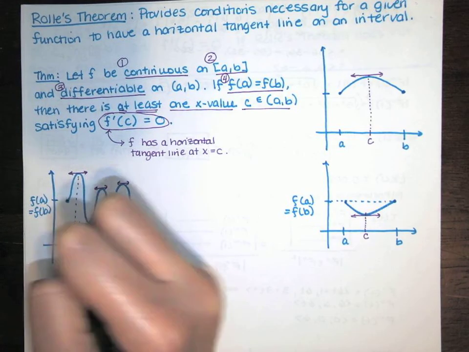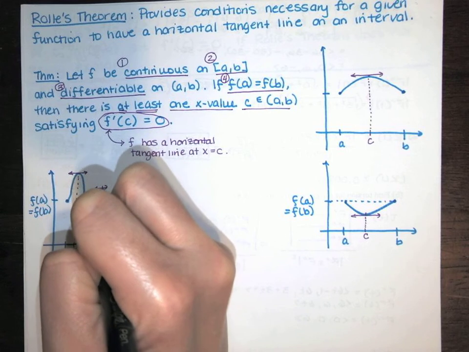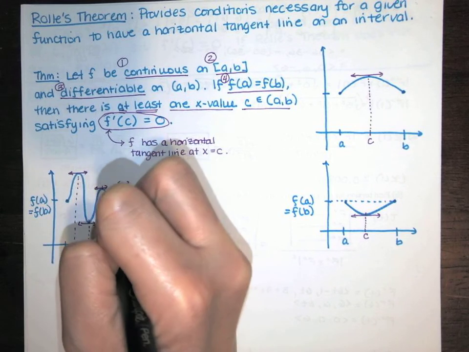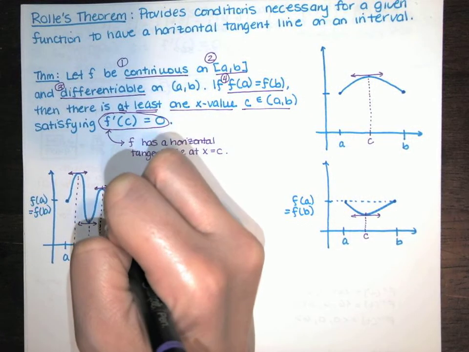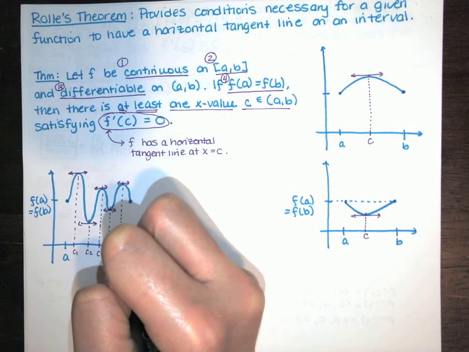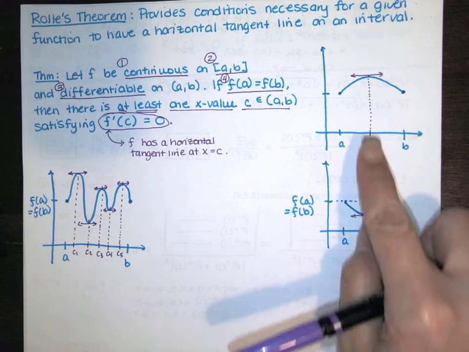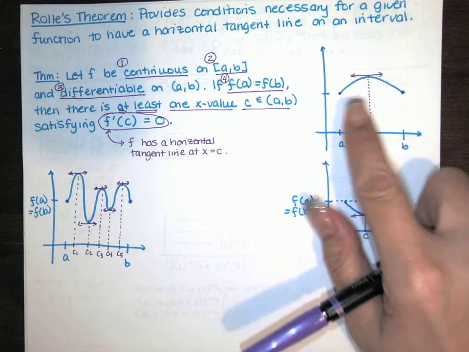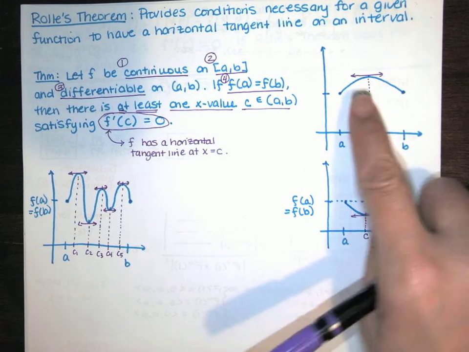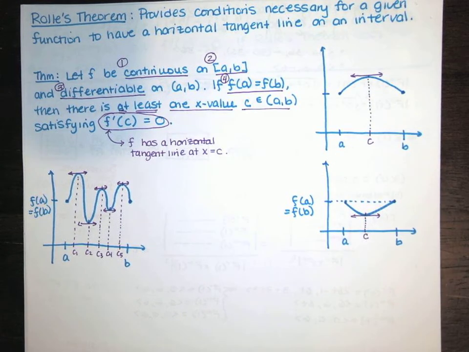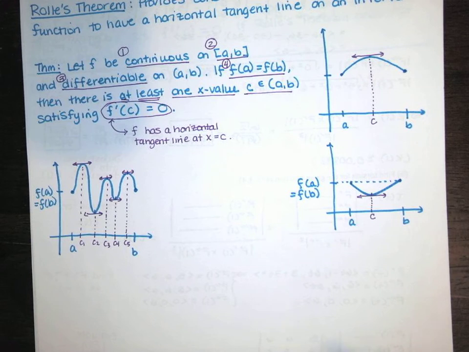I'll call this one c1. I'll call that c value c sub 2. This one is c sub 3. This is c sub 4. And this is c sub 5. Now the theorem guarantees us one of them. It says if we start here and we end here, if our function goes up, it has to come down. If a function goes down, it has to come back up. And if it does so in a smooth way, we're guaranteed to have a horizontal tangent line. Now we might have lots of horizontal tangent lines. We might have 5 of them, like this picture.